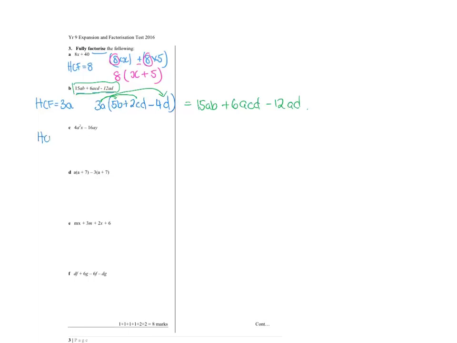Highest common factor for these ones is 4 and 1a. So if I take 4a out the front, I'm left with an a and an x, and a minus 4 and a y here.